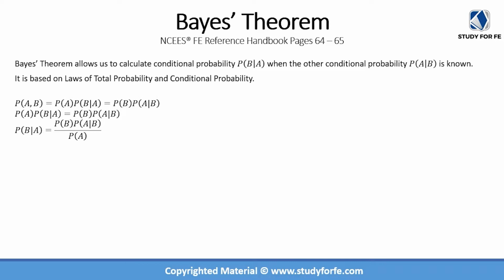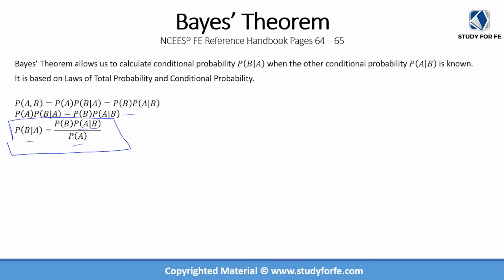Now what I'm going to do is set these two equations equal to each other, okay? And this is the result. And we basically divide the entire equation by probability of A. So the equation that we arrive at basically tells us that the probability of B given A is equal to probability of B times probability of A given B divided by probability of A.